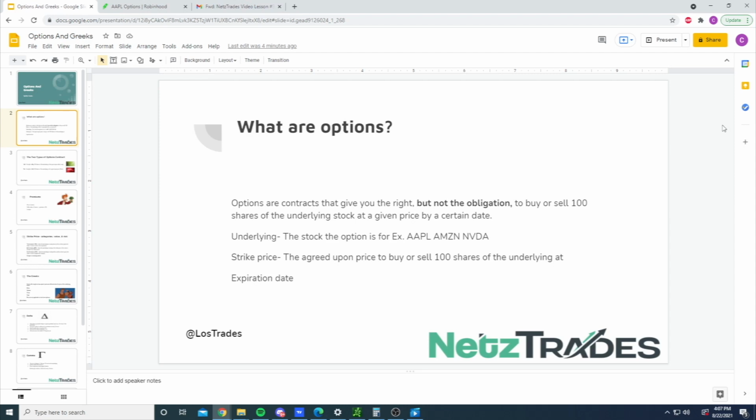Then you have strike price. Strike price is the agreed upon price to buy or sell the 100 shares of the underlying at. Then you have expiration date, which is pretty self-explanatory, but it's the date on which the contract expires.